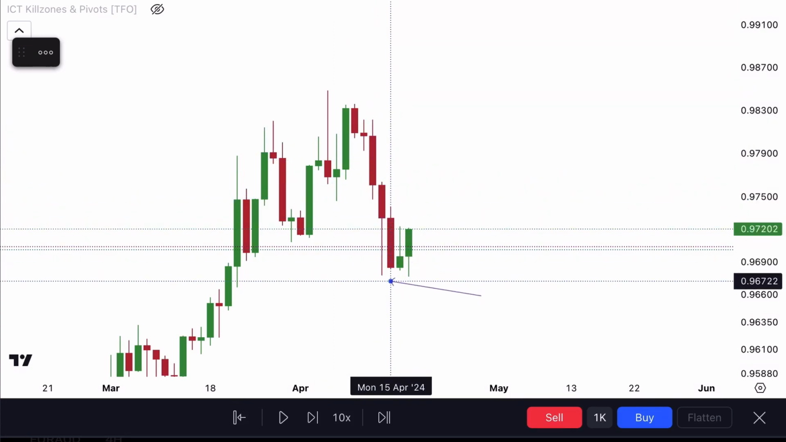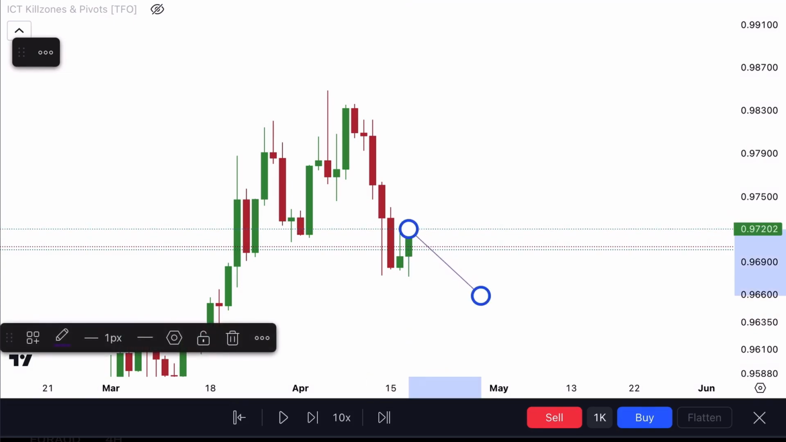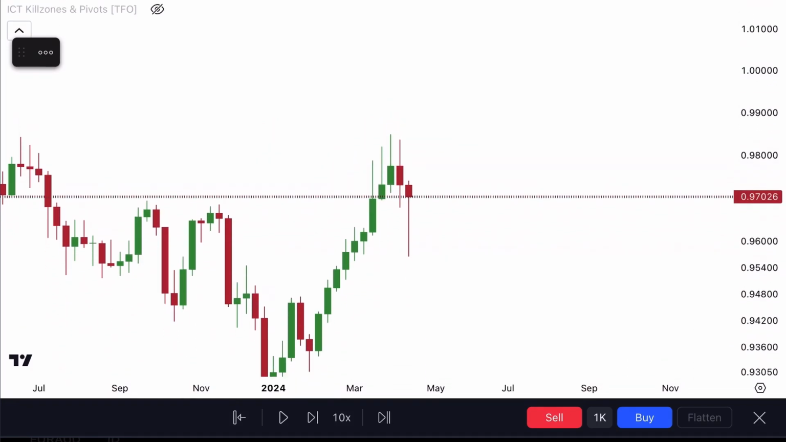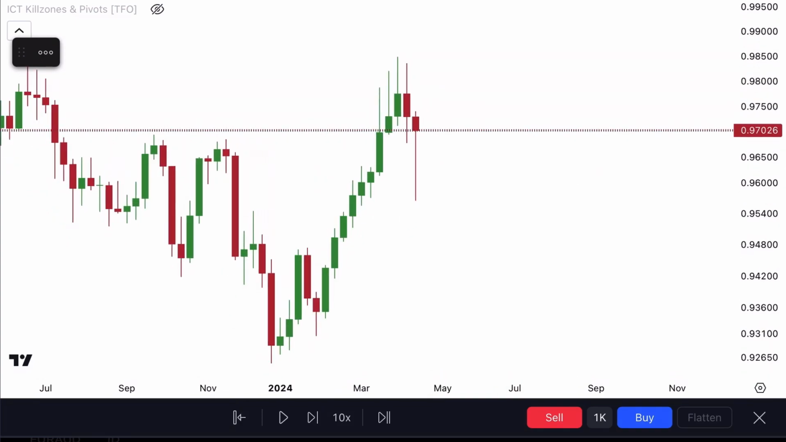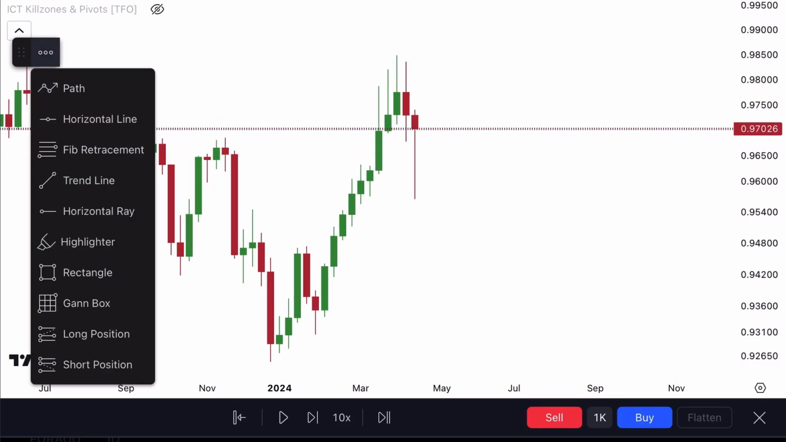Impulse is all one color. Retracement minimum 2 daily candles, also the same color. Now we have our setup. We go up to the weekly time frame. On the weekly time frame, we want to identify our areas of influence.